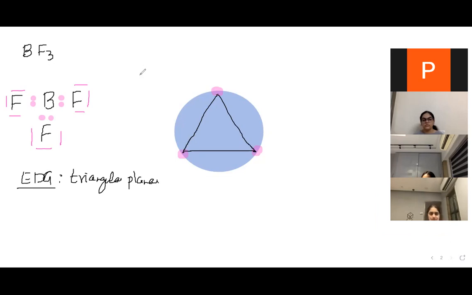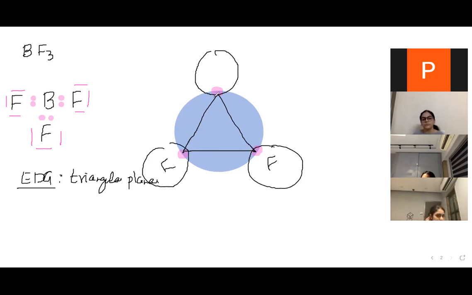Okay, now the molecular geometry. For molecular geometry, I need to write the surrounding atoms. So of course, the 3 surrounding fluorine atoms will come where the 3 electron domains are. So one fluorine atom will come here, a second fluorine atom here, and the third fluorine atom here. And this is boron. So the molecular geometry is also triangular planar.